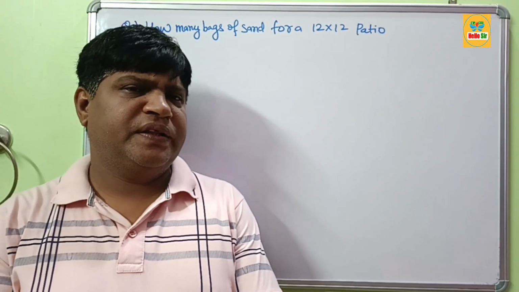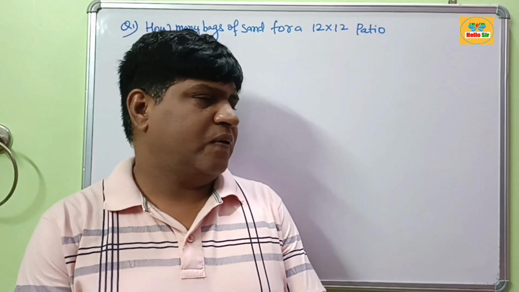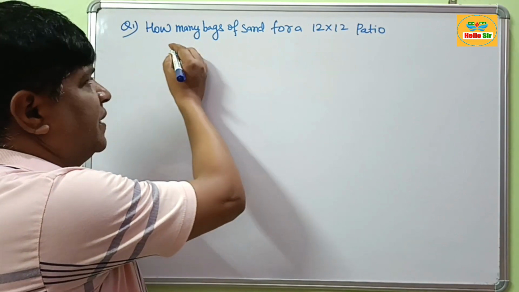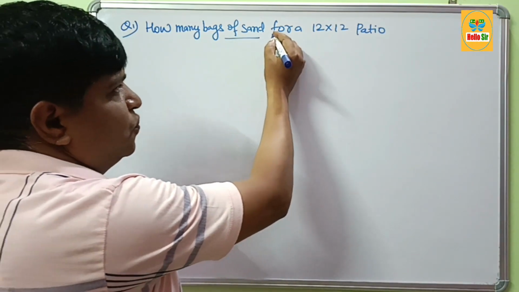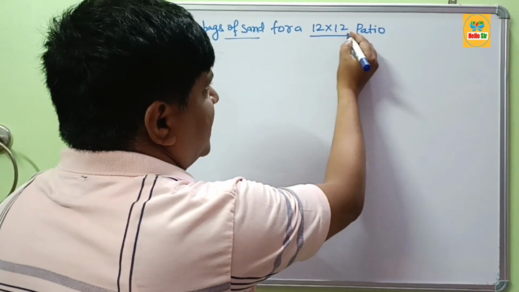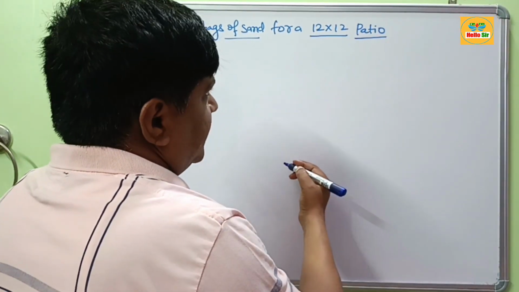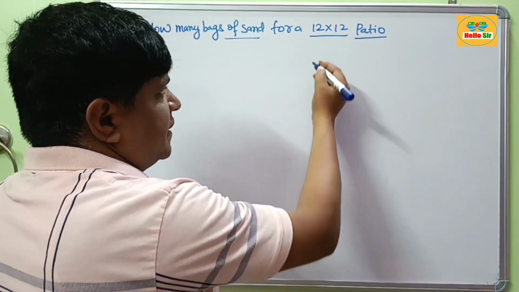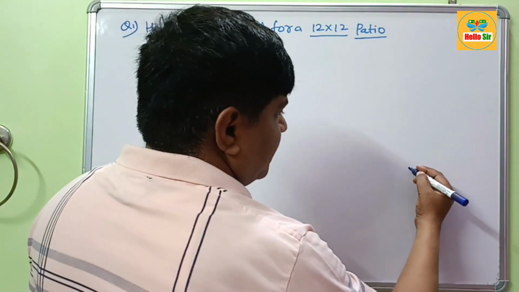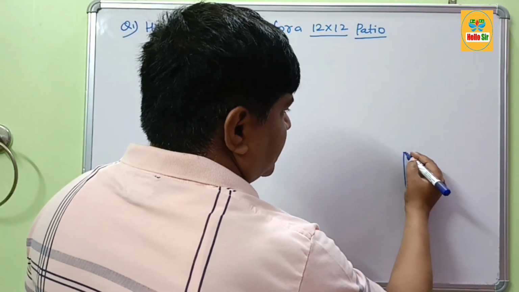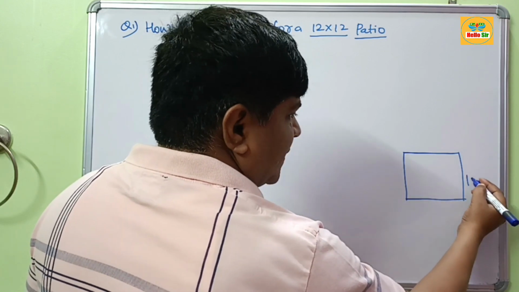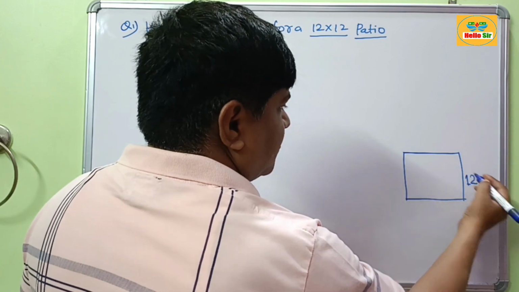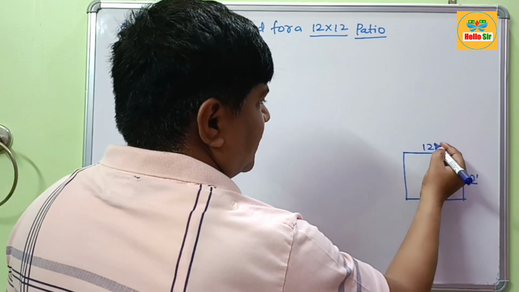Hi guys, today in this topic we talk about how many bags of sand do I need for a 12 by 12 patio. It means if you are creating a 12 by 12 patio, suppose this patio is in square shape. Its dimension is 12 foot by 12 foot.